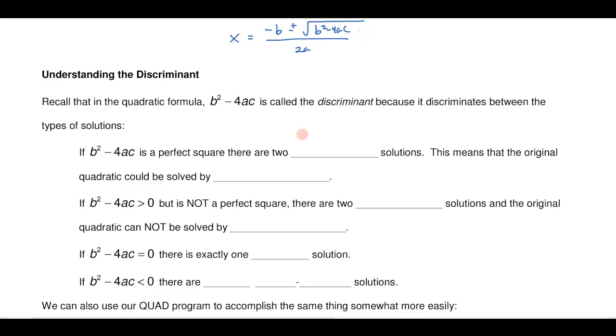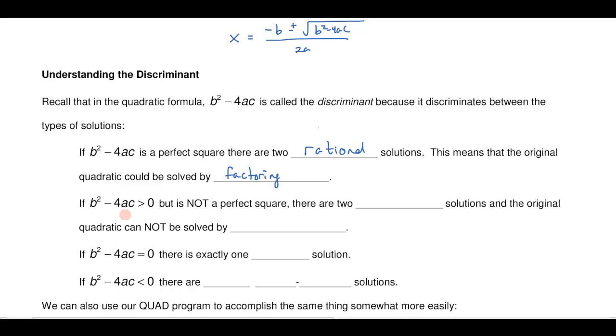If the discriminant is a perfect square, then when you take the square root of a perfect square, the radical is going to go away. And that means that there won't be any square roots, and you're just going to end up with two rational solutions. And if you ever get two rational solutions, that also means that the original quadratic equation could have been solved by factoring.